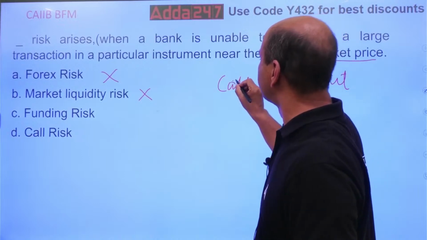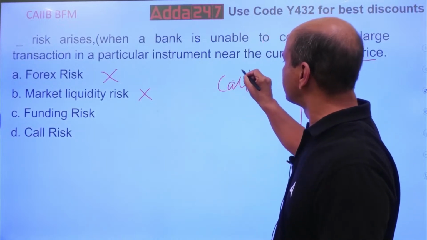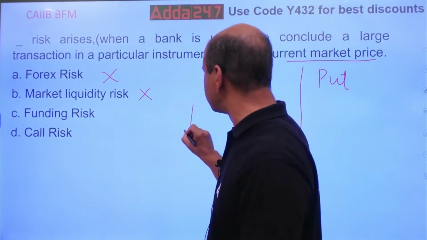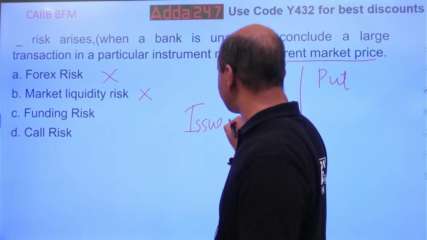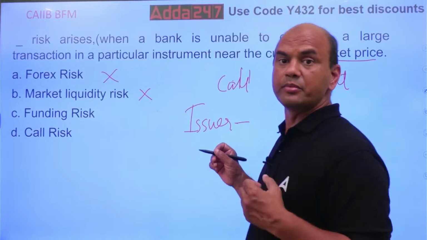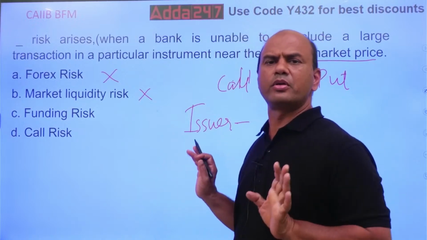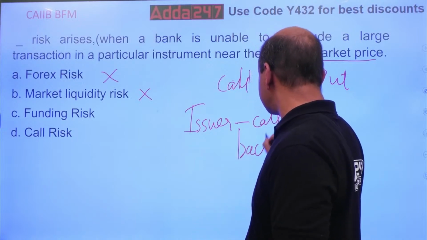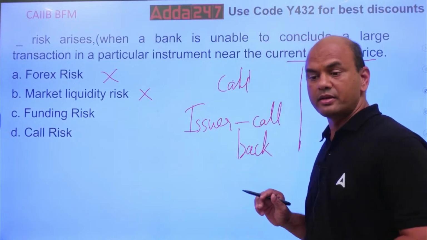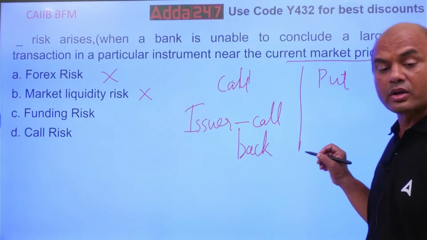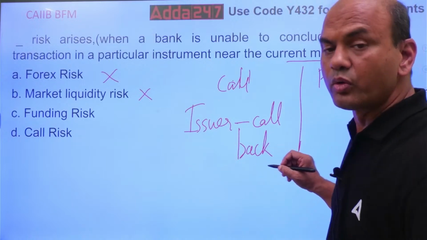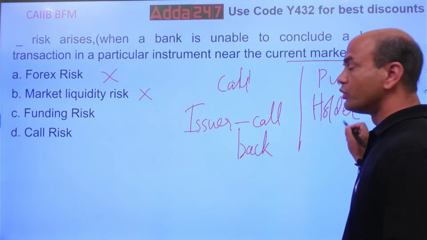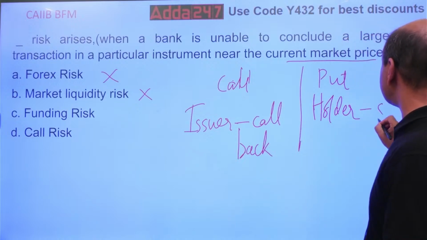Okay, call and put. In call risk, what happens? The issuer of the bond, kindly note this, the issuer of the bond can call back that bond anytime. The issuer can say, give me back my bond. Call back the bond. This is known as issuer's callback. Put means what? The holder of the bond. If I am holding the bond, then the holder of the bond can sell the bonds anytime. Sell.